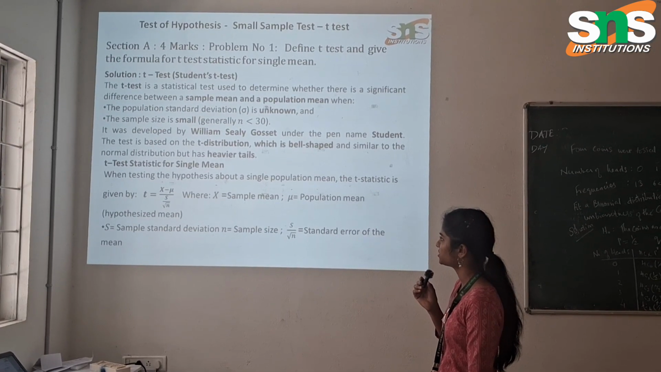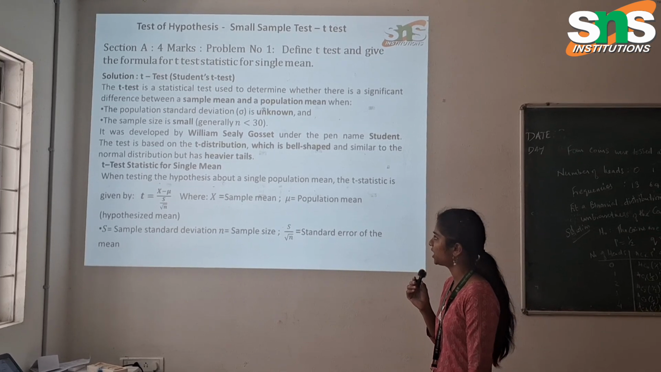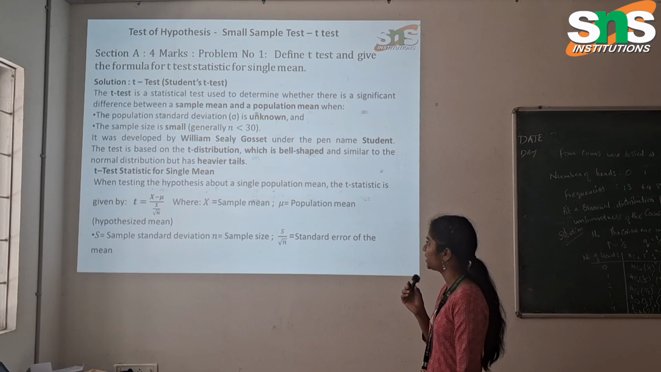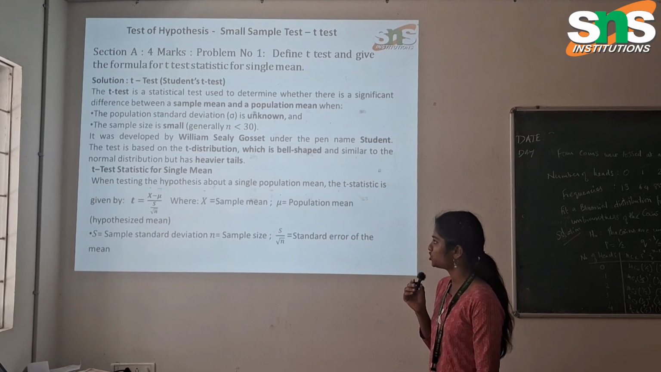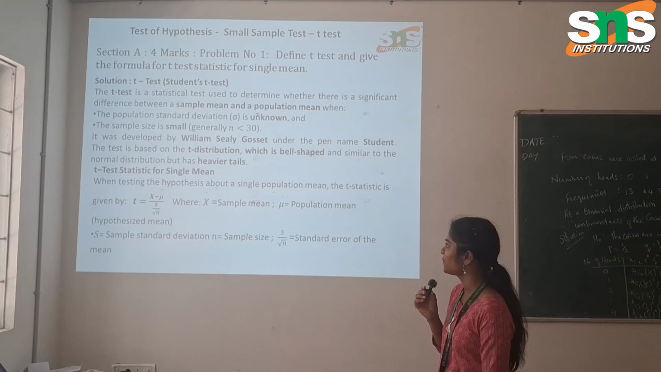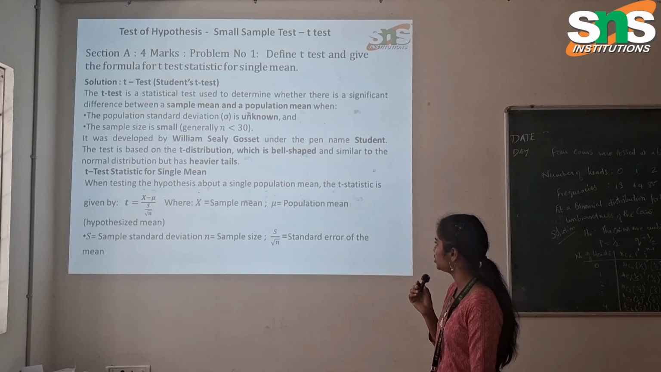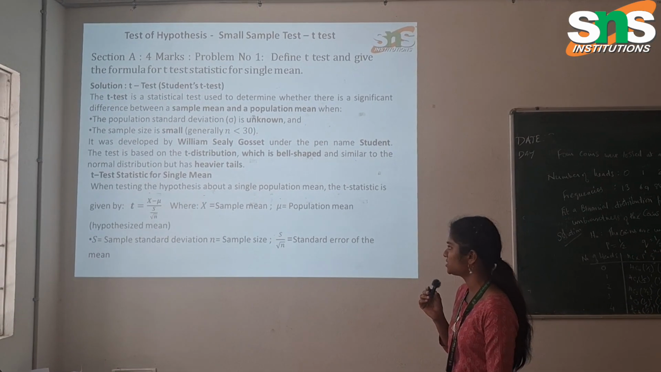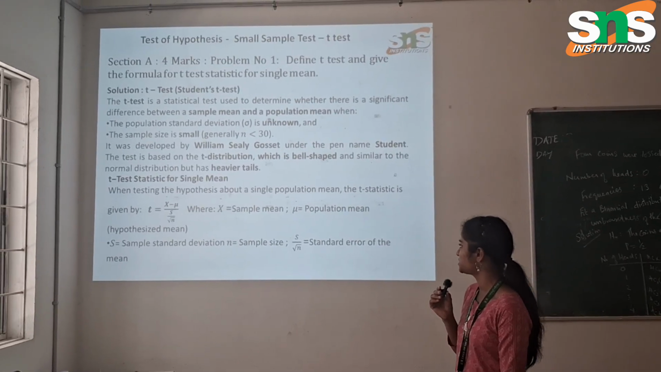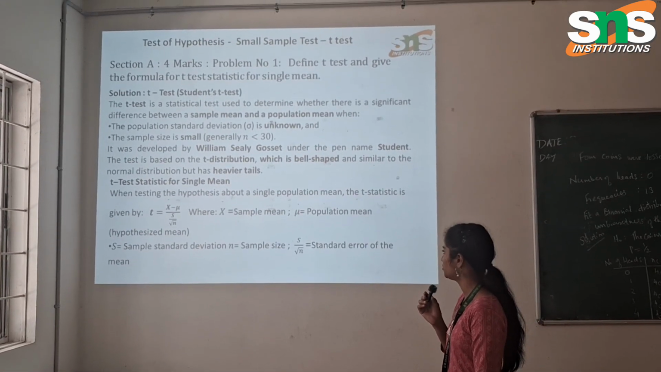The t-test statistic for a single mean: when testing the hypothesis about a single population mean, the t-test is given by t is equal to x bar minus mu divided by s by square root of n, where x bar is the sample mean, mu is the population mean (hypothesis mean), s is the sample standard deviation, and n is the sample size.